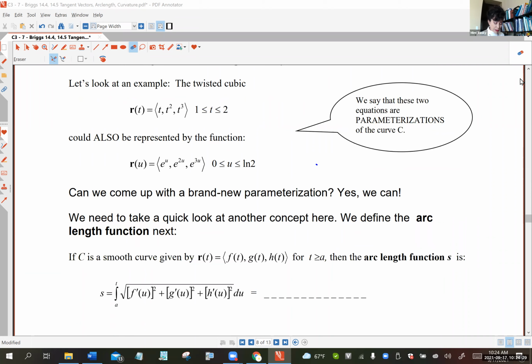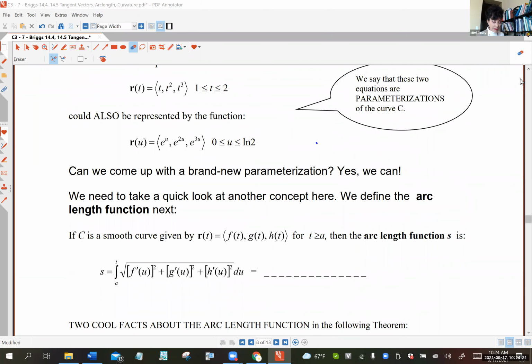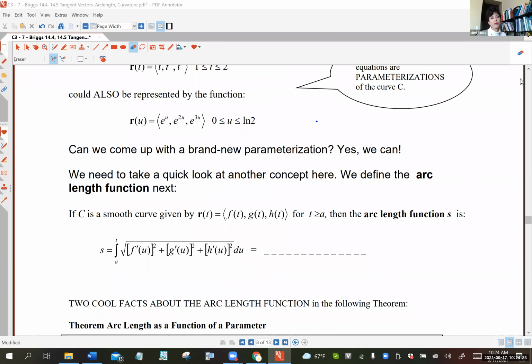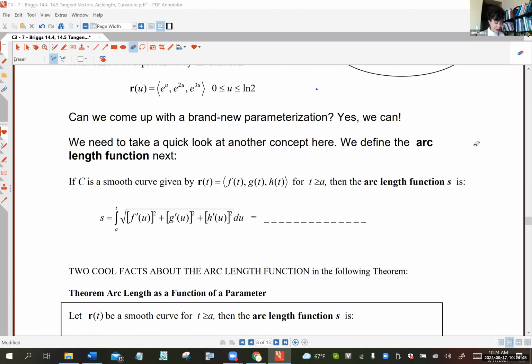So we're going to come up with a brand new parameterization. And folks, this is done a lot, because my master's thesis many years ago was about parameterizing curves in a very interesting way. If you're into computer science, you might be interested in learning about it.